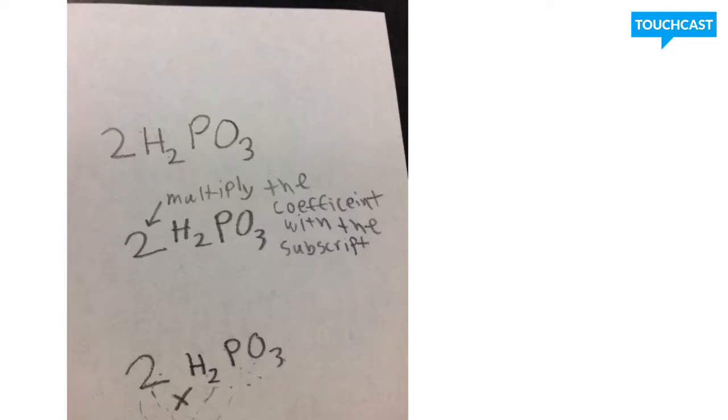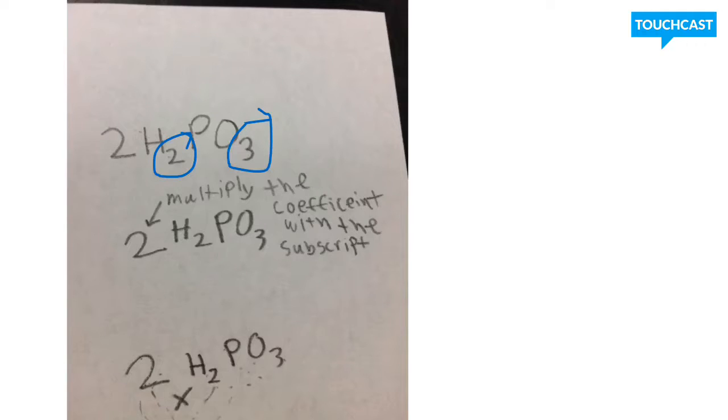If you look right here, this subscript means that you have 2 hydrogens, and this one means you have 3 oxygens, and no number means you only have 1 phosphorus in that particular molecule, which means every group of those will have 2 hydrogens, 1 phosphorus, 3 oxygens.